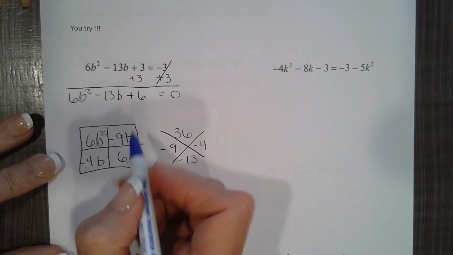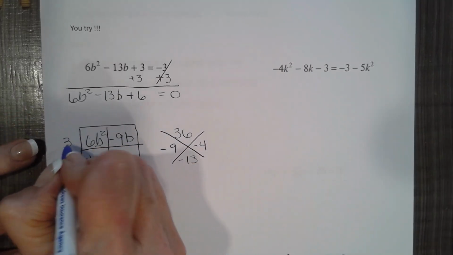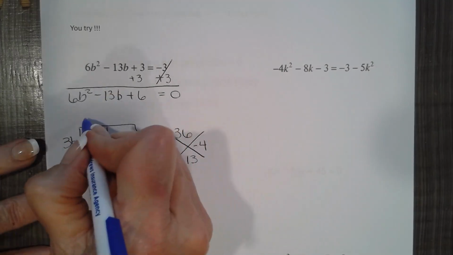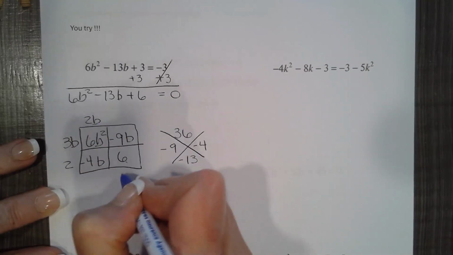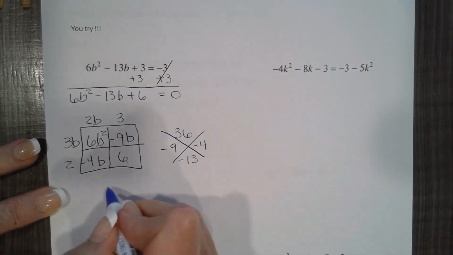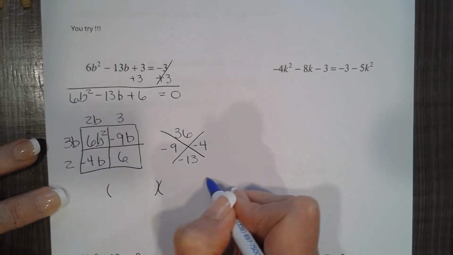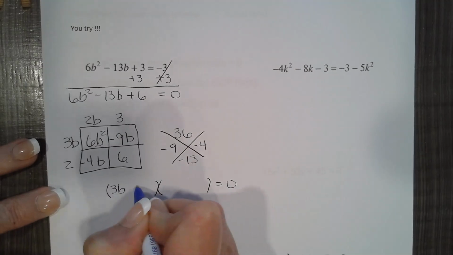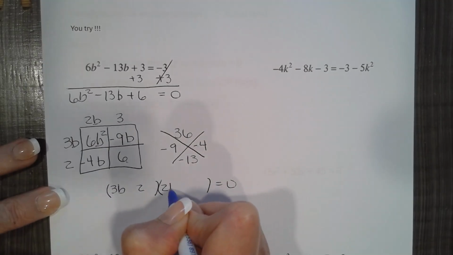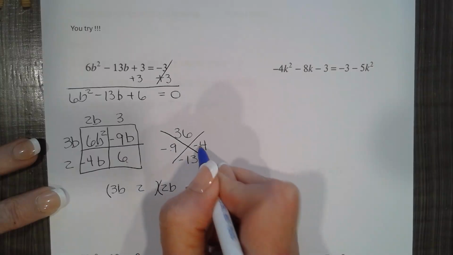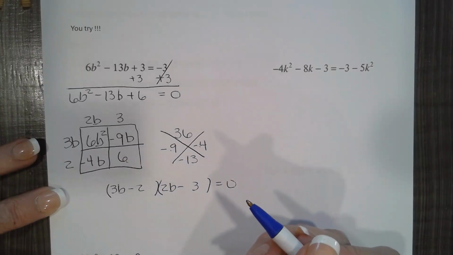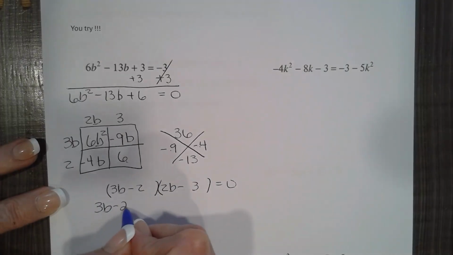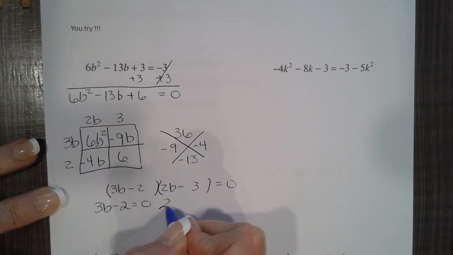Okay, greatest common factors here. Going to be 3b. Here it'll be 2. Here it's going to be 2b. And here it's going to be 3. So we've got 3b and 2 and 2b and 3. Both of my signs are going to be minus. I'm going to solve, so I'm going to set each factor equal to 0.